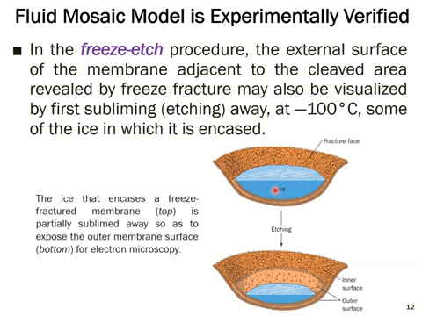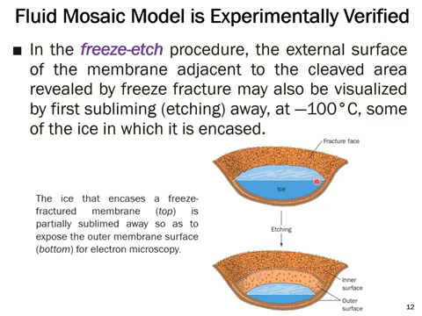What is sublimation? In sublimation, ice is converted directly to vapor instead of going through the liquid phase. So we sublime the ice at -100 degrees centigrade, and then the ice that encases a freeze fractured membrane is partially sublimed away to expose the outer membrane surface for electron microscopy.